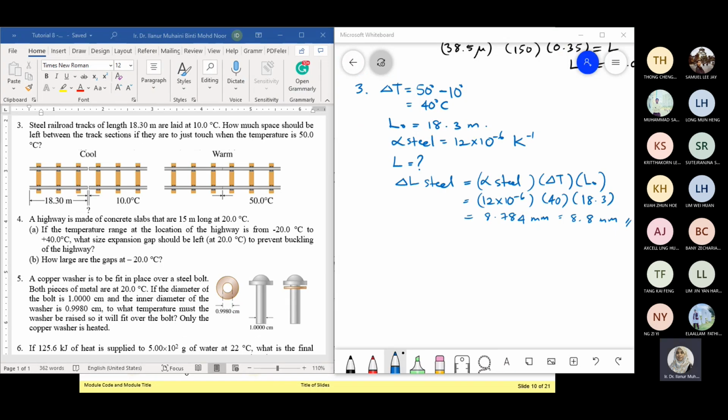So now we do question number 4. Try to do number 4, jot down the information given in the question. Jot down first. Number 4: original length is 15 meter at 20 degrees Celsius, so original temperature is 20 degrees Celsius.